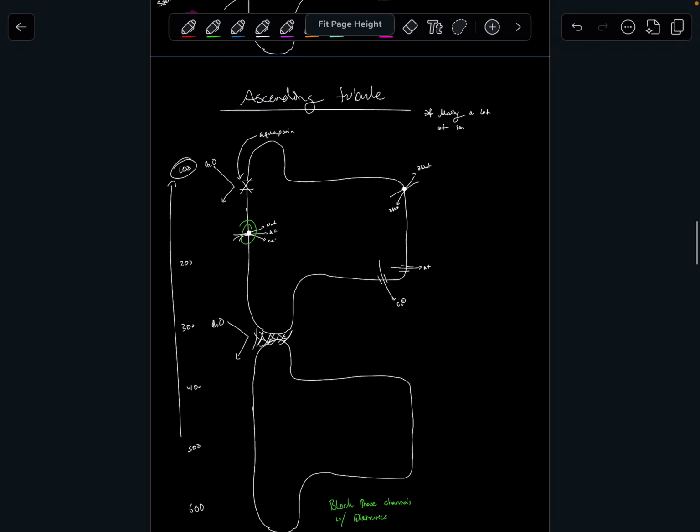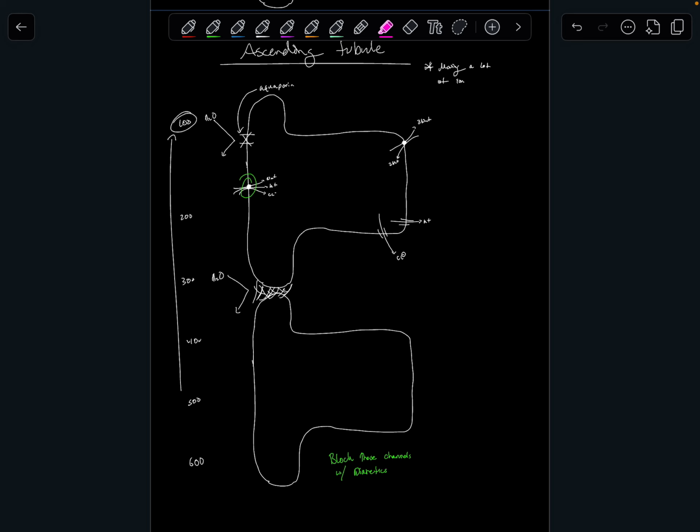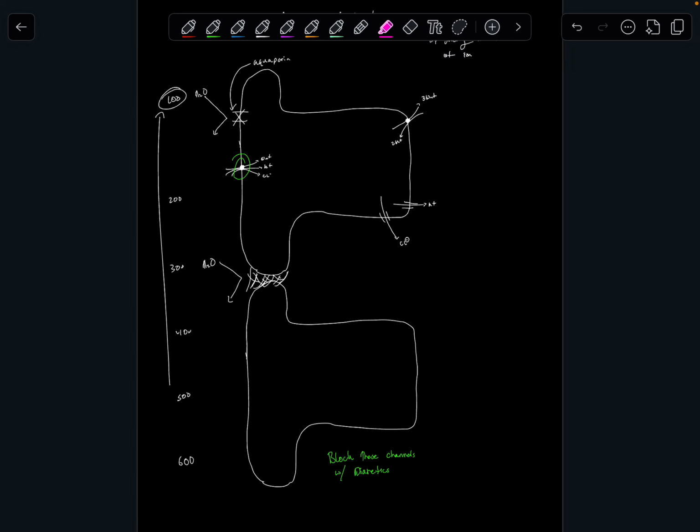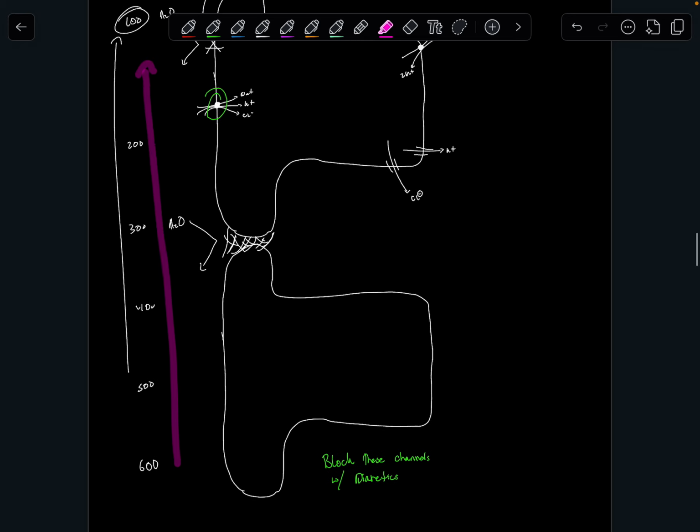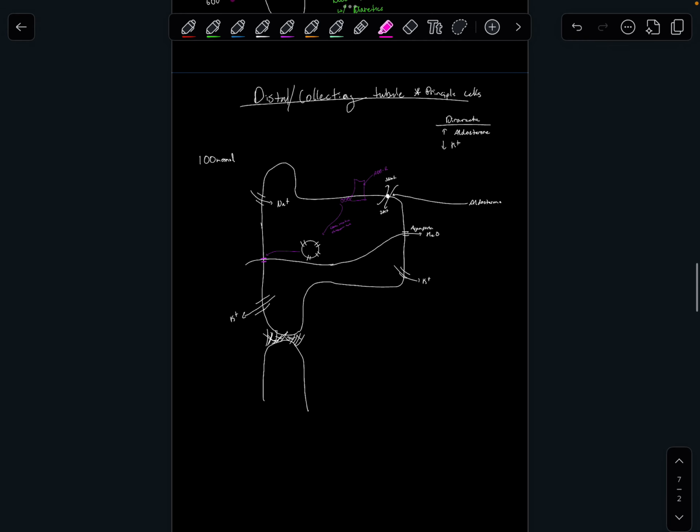Now, the ascending tubule is impermeable to water and actively pumps out sodium, potassium, and chloride. And the filtrate actually becomes more dilute because originally we lost a lot of water, so we were increasing osmolarity, but now we're losing all the solutes, so we're actually going to decrease in our osmolarity. Then we'll eventually get to the distal collecting tubule, aka principal cells. And in this area, sodium and chloride are further reabsorbed and are greatly regulated by aldosterone.